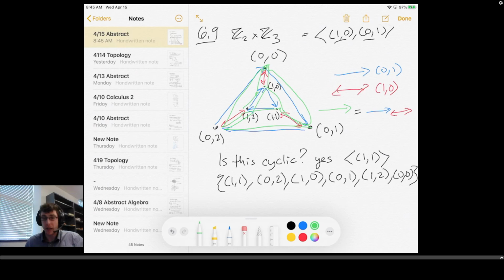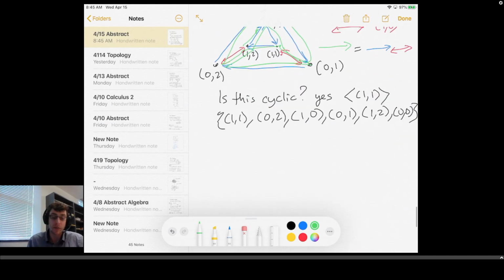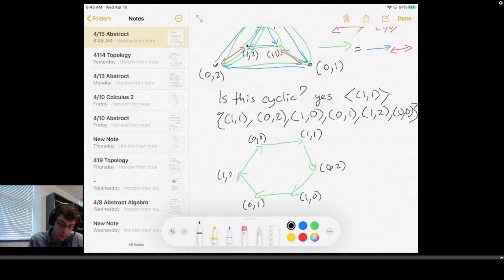Yeah, so the Cayley graph is very dependent on your generating set. If I had done just 1, 1 as my generating set, then I would have just gotten a hexagon. So it would just be this Cayley graph, and the order would have been exactly what you saw here. So 0, 0 would have gone to 1, 1, 0, 2, 1, 0, 0, 1, 1, 2. Yeah, exactly. And the key there is that the GCD of 2 and 3 is 1.